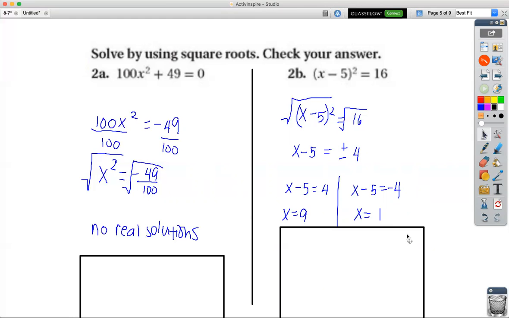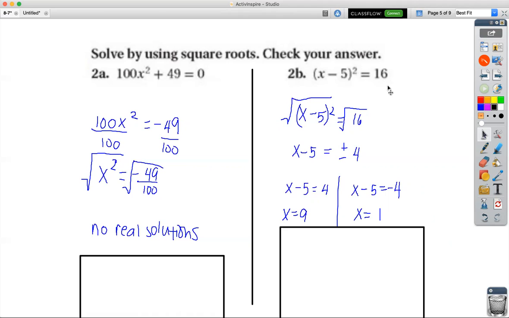So if you want to check your answer, you take one of the values, plug them back in. For example, let's take the value 9. If you plug 9 back in, 9 minus 5 is 4. And if you squared that number, it should equal to 16. In this case, it's correct.